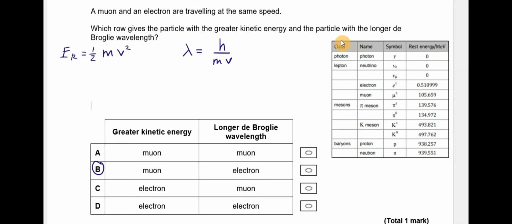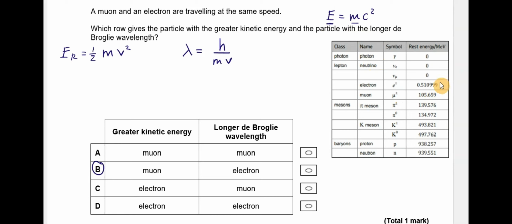So I'm looking at this part of the datasheet, and that tells you the rest energy of the electron and the rest energy of the muon. Well, the rest energy of an object is literally the energy due to its mass. It's the energy it has due to that most famous of equations, E equals mc squared. So the bigger the rest energy, the bigger the mass of an object.